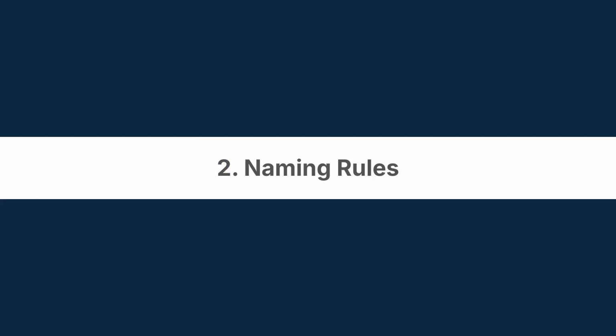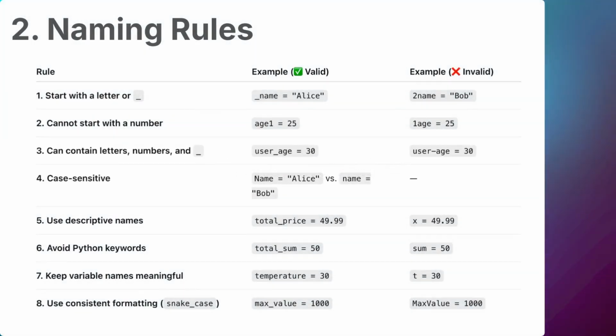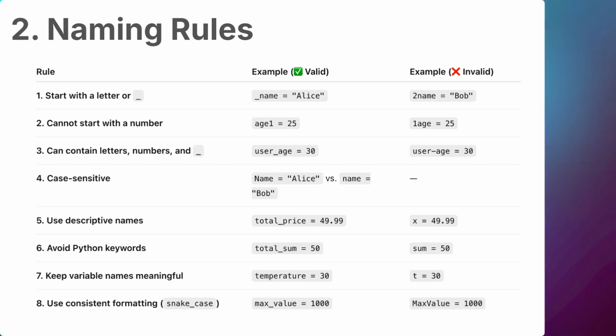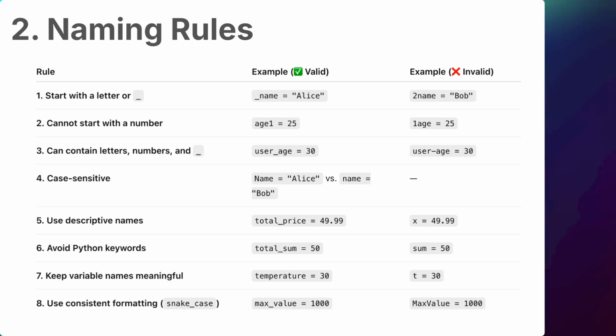2. Naming rules. These are the basic rules of naming variables. 1. Must start with a letter, A to Z, or an underscore. This rule ensures consistency and avoids confusion when using variables. The underscore is sometimes used for private variables in Python. Private variables are explained in another section.